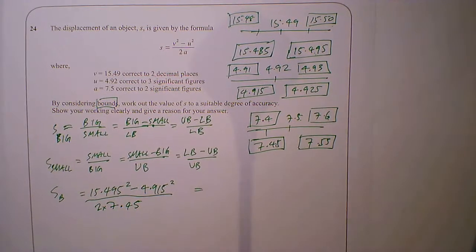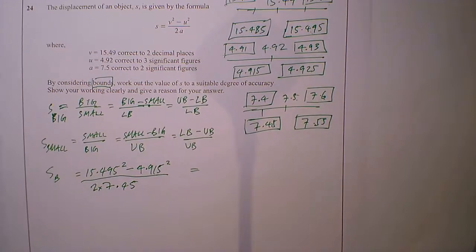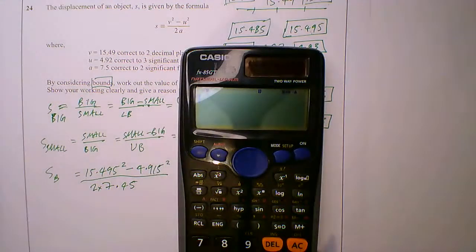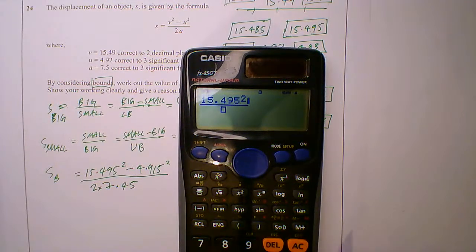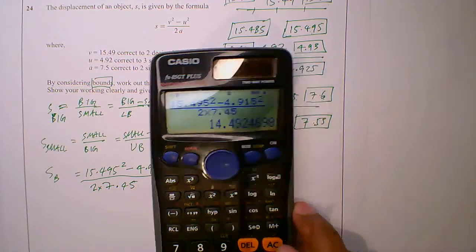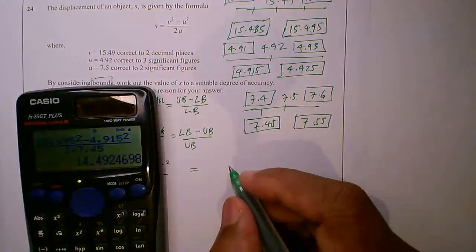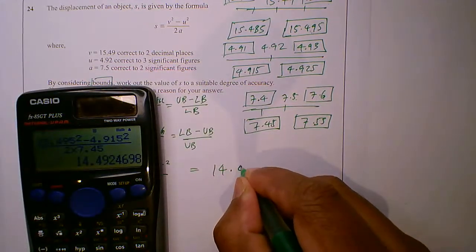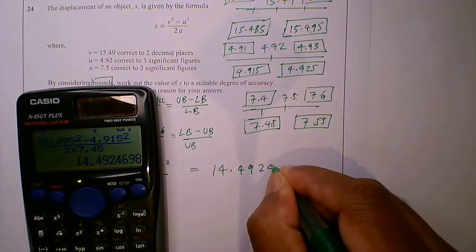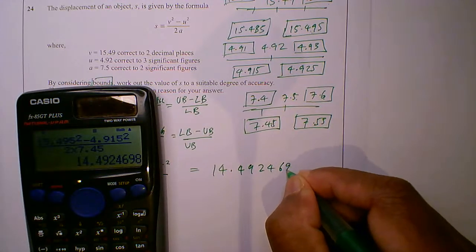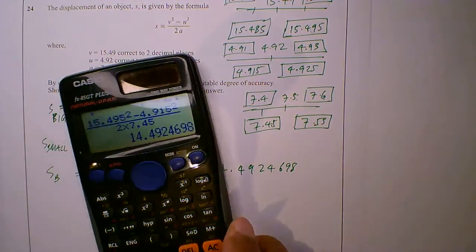Okay, so let's put that into our calculator, see what we get. 15.495 squared, take away 4.915 squared, all over 2 times 7.45. That gives us 14.4924698. So that's my first number.